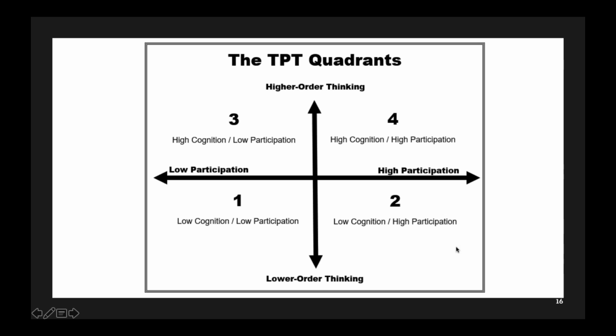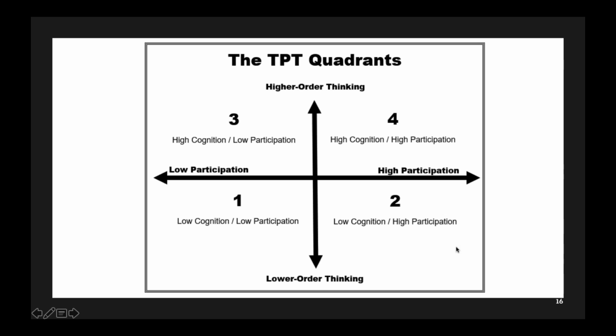When we look at quadrant 3, where we're asking students to function at the upper level of Bloom's, so analyzing, synthesizing, evaluating, creating, that's a good thing. But then in quadrant 3, we have low participation. So we're only asking a few of our students out of the whole to participate in the high cognition engagement.